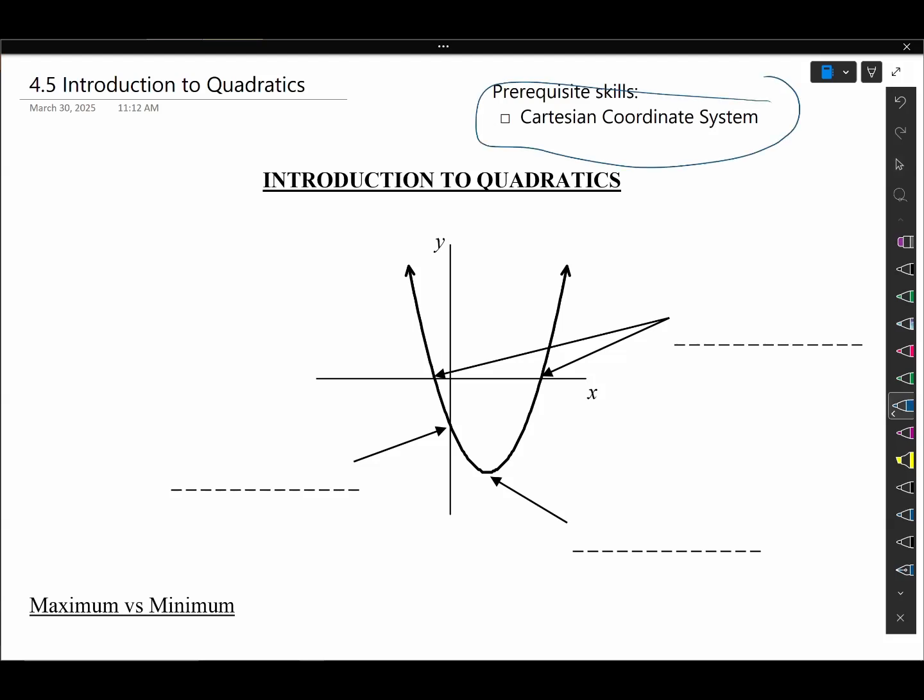Our prerequisite skills. You need to make sure, if you're handling this video, you need to make sure you're comfortable with a Cartesian coordinate system. If you're not sure, that was a very quick video, just the last one posted.